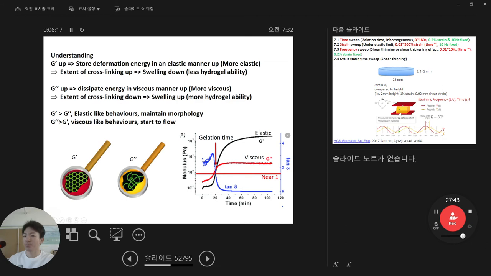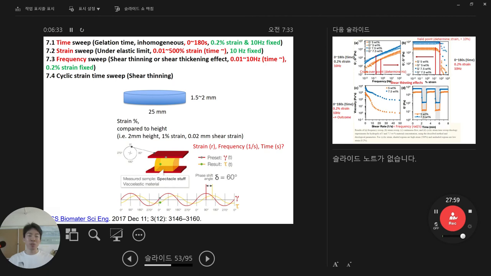To determine this kind of thing, there are many factors you have to check for this gelation time. You cannot measure this at one time point. That is why we need a lot of sweeps. Okay? So you can refer to this paper, Professor Bodhi's paper. I think he tried to publish this paper in Nature Protocols, but somehow they published in this journal. So you have these four different methodologies: time sweep, strain sweep, frequency sweep, and cyclic strain time sweep. Just try to remember these terms.